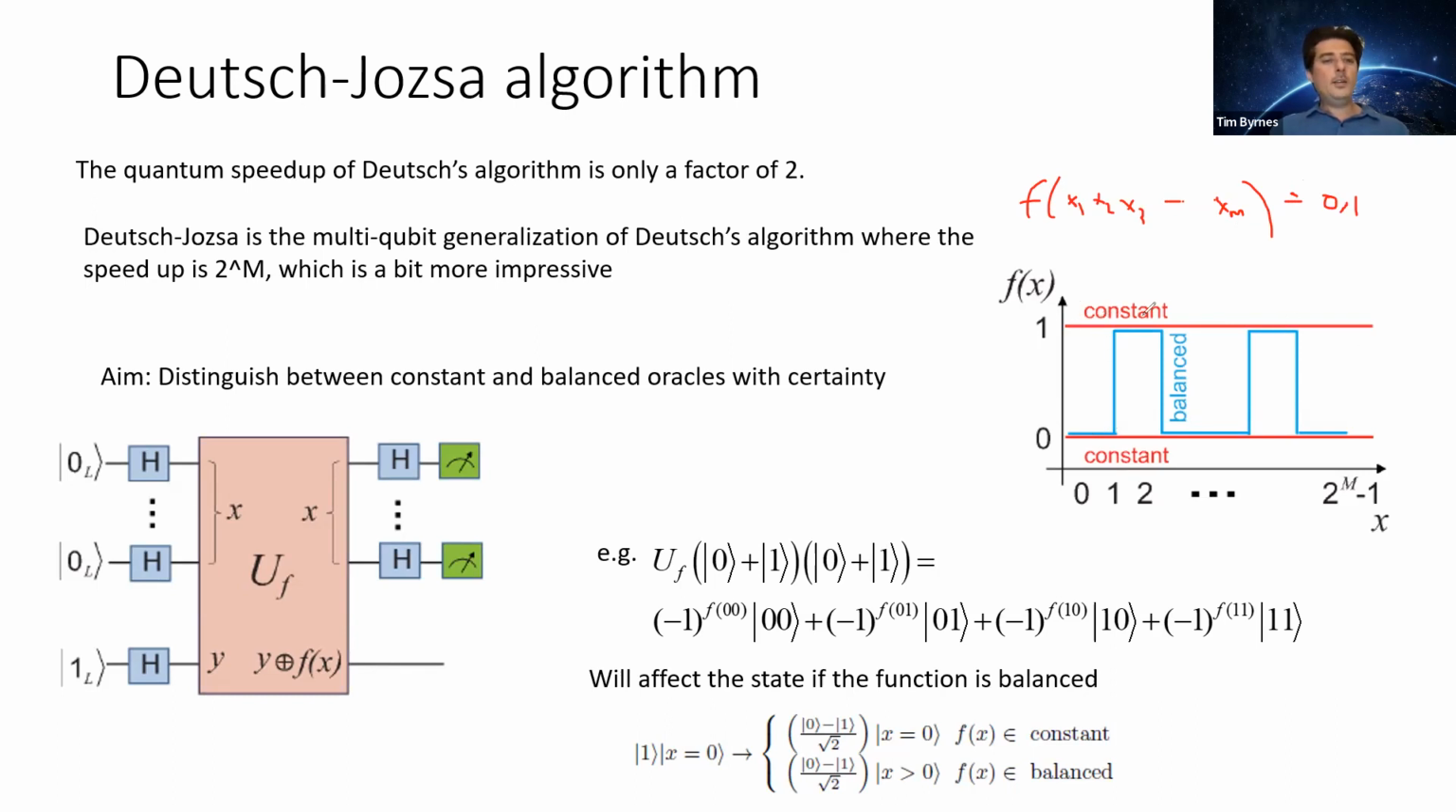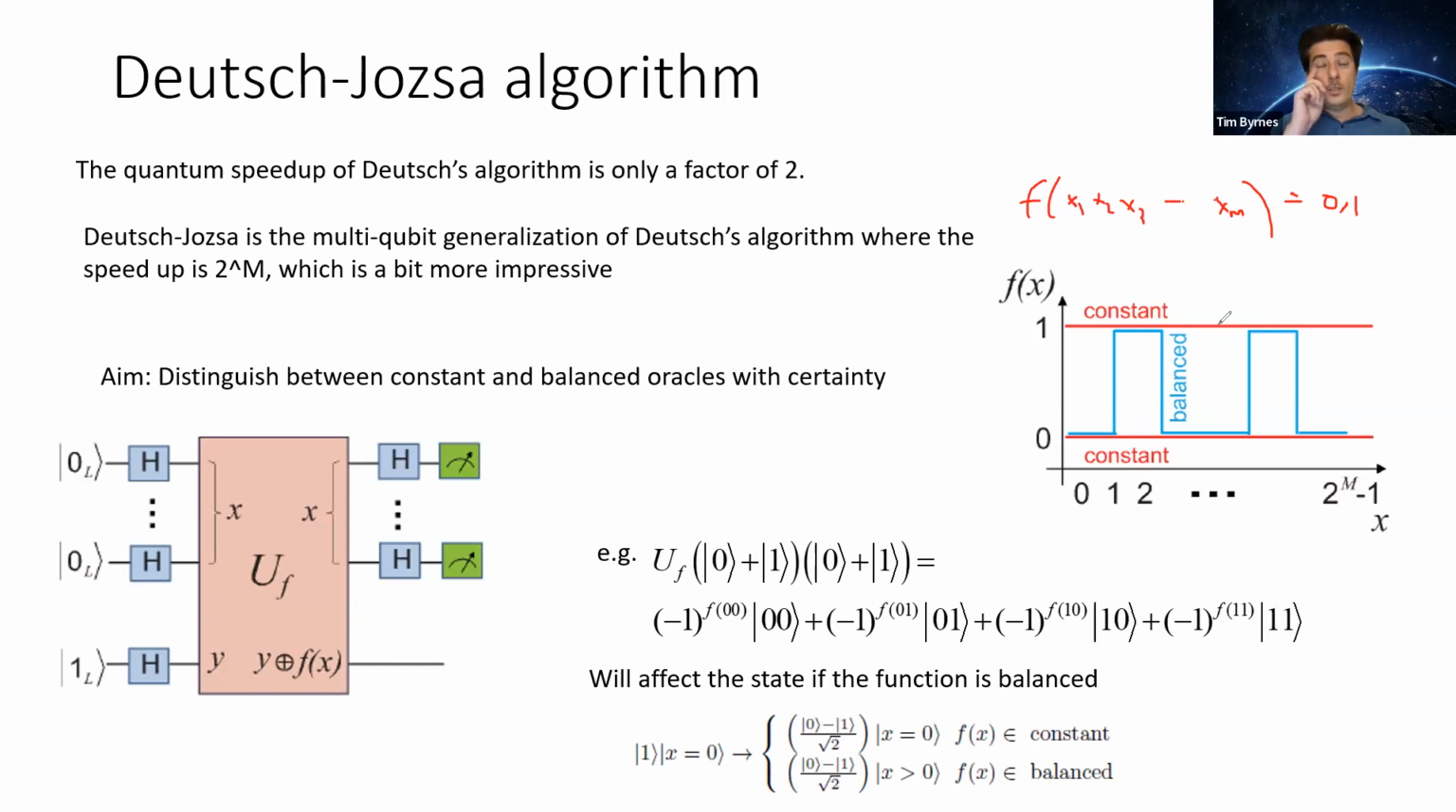The constant ones are the ones like before. It's all 1 or all 0, and the balanced ones have an equal number of zeros and ones, but you can see this time there's going to be a lot more combinations of these balanced ones. So actually, how many? There's probably something like binomial m over 2 balanced functions. So there's a lot of balanced functions.